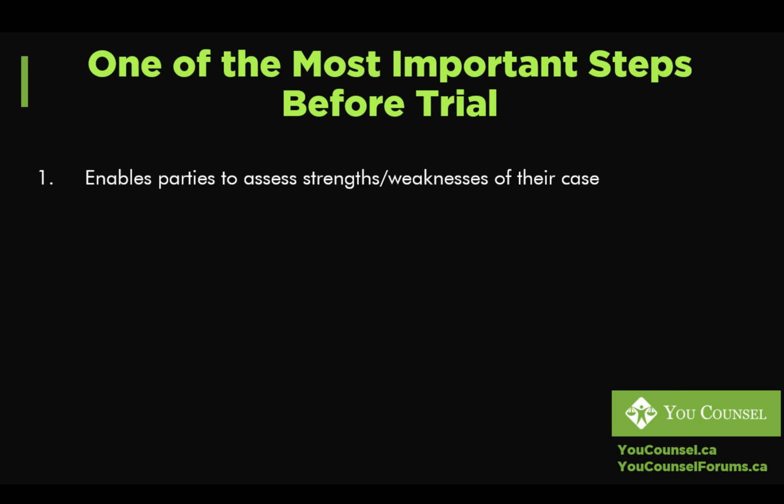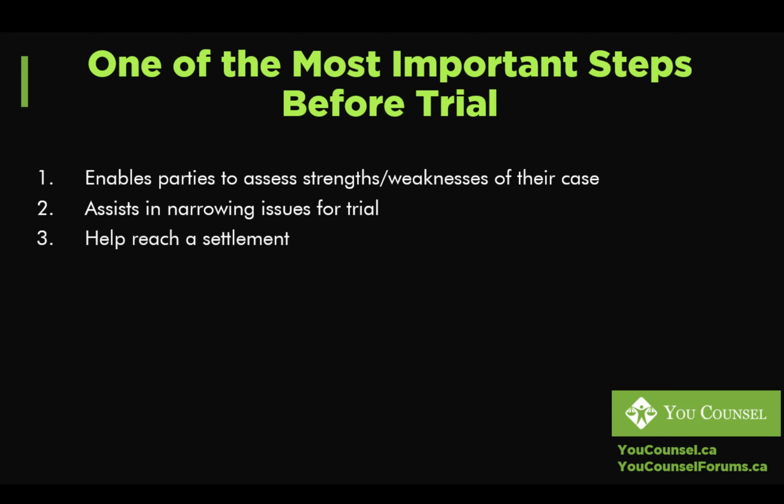And once you are clear about the strengths and weaknesses of your case, then it helps you, number one, to narrow down the issues for trial. So let's say you thought about 5 different issues when you filed your pleadings and you thought all of those issues were important. But once you have conducted the examination for discovery, you may realize that not all of the issues are important, only 2 issues are important, and you can narrow down the issues so you can focus on those issues at trial.